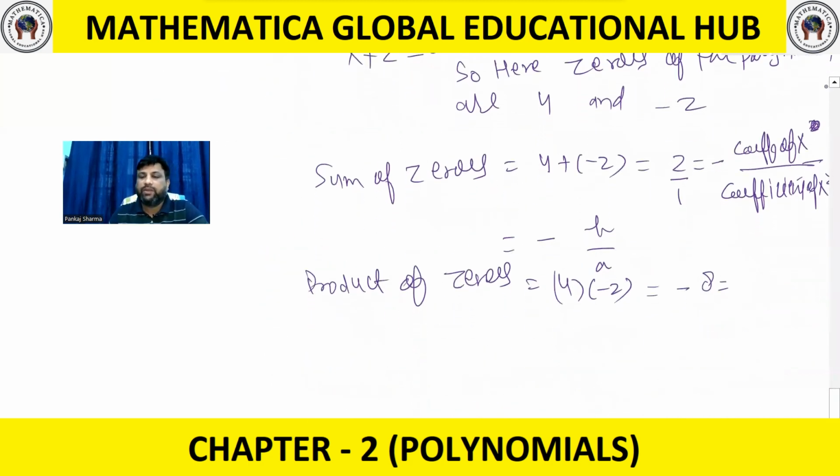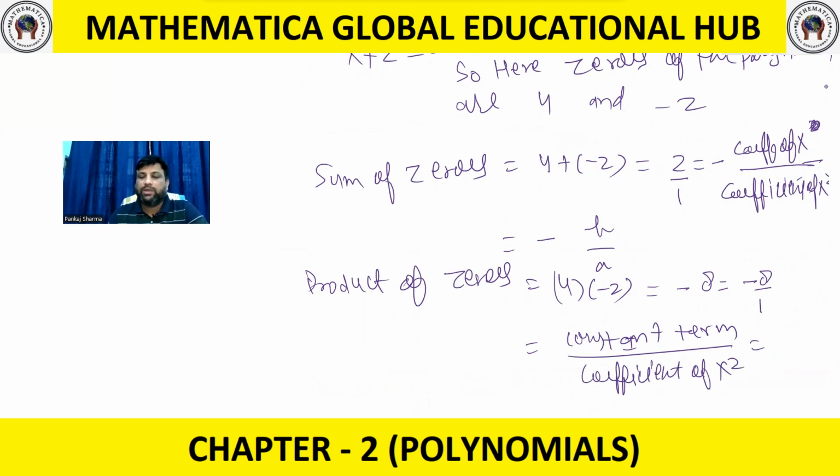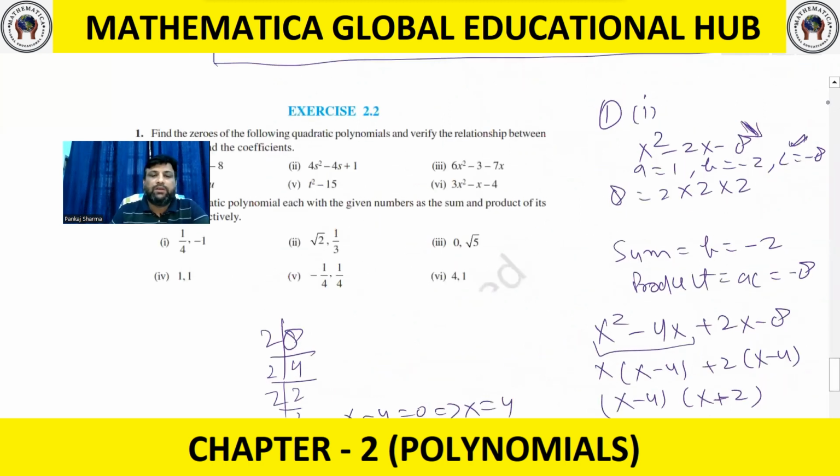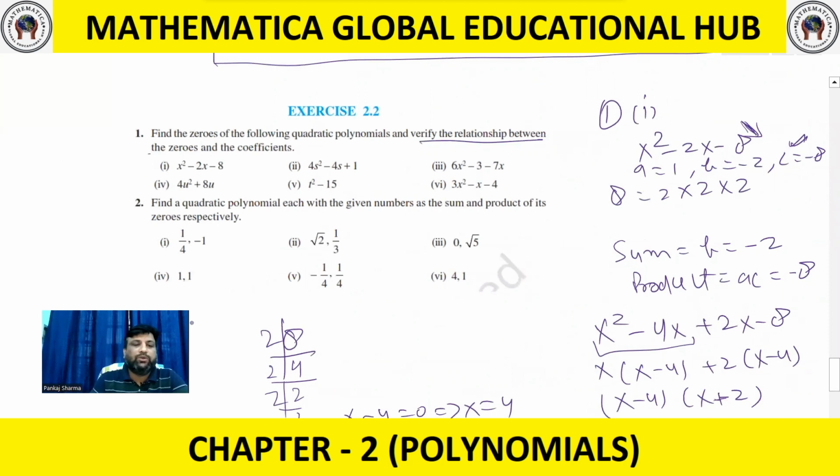Minus 8 by 1. So we can say that it is equal to constant term divided by coefficient of x square. Yes. So that is c by a. So you can see product of zeros equals c by a, and sum of zeros is minus b by a. So in that way we can verify the relationship between the zeros and the coefficients. So similarly we can do the other questions also.